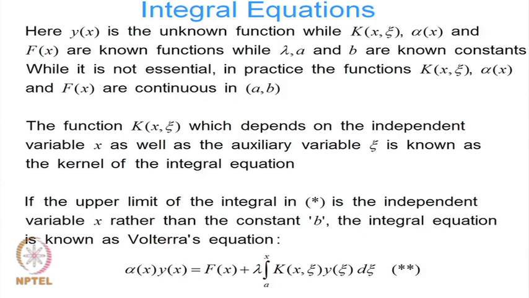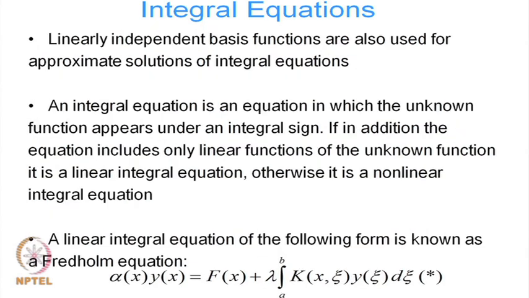So here y of x is the unknown function, while k of x and xi, this k is a very important thing. The properties of this k, the eigenfunctions of this k, determine many things about the integral equation: how we can solve it, what the possible solutions are, and things like that. So this k is known as the kernel of the integral equation.